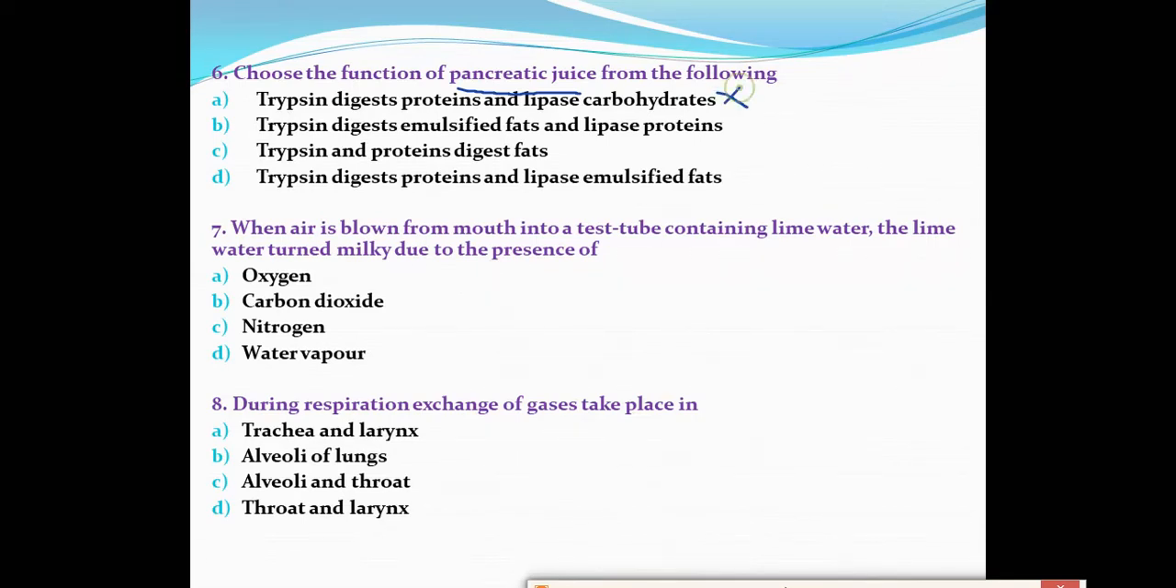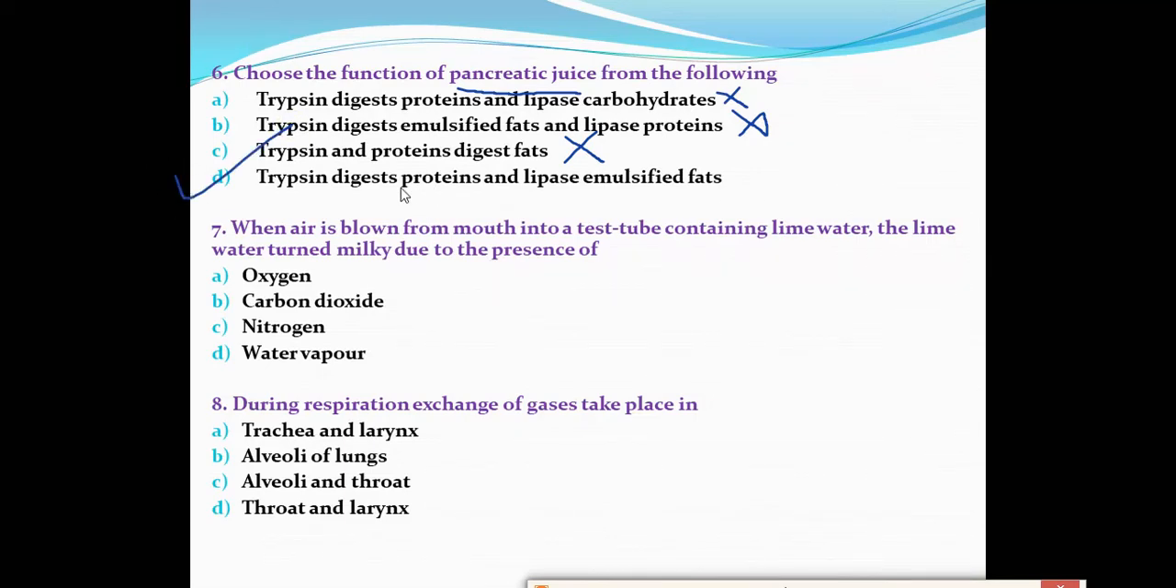No. Trypsin digests emulsified fats and lipase digests proteins. No, this is also wrong. Trypsin and lipase both will digest fat. No, this is also wrong. Trypsin digests proteins and lipase digests emulsified fats. Yes, this option is correct.